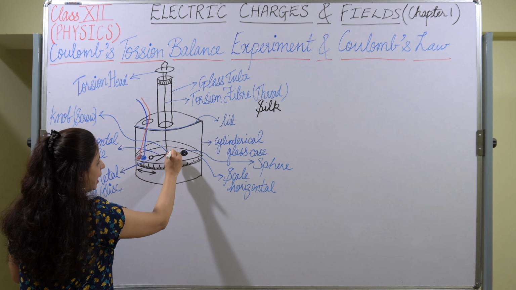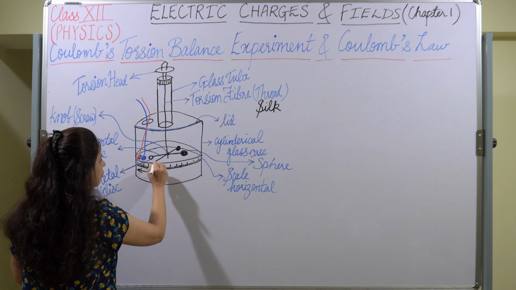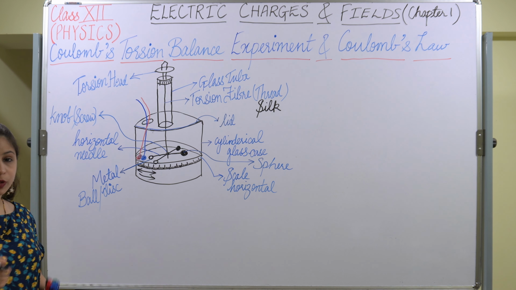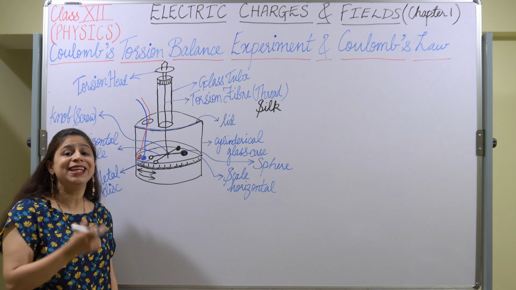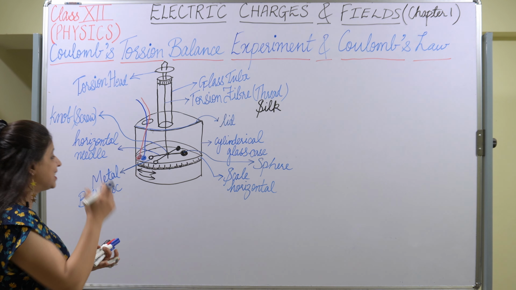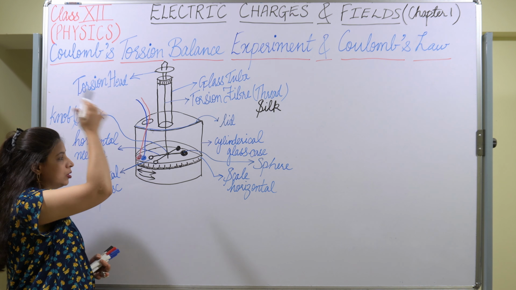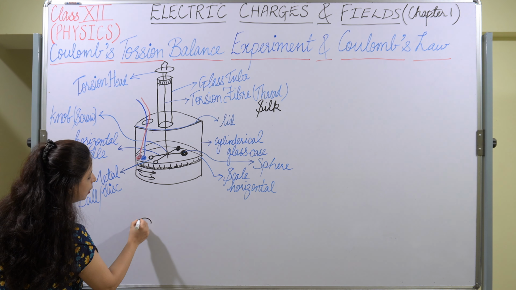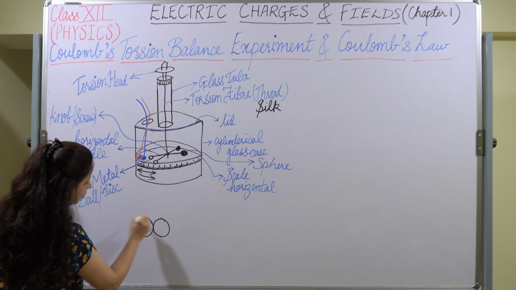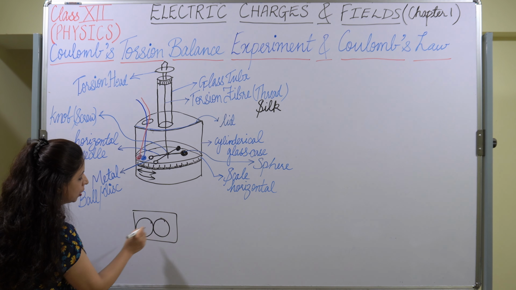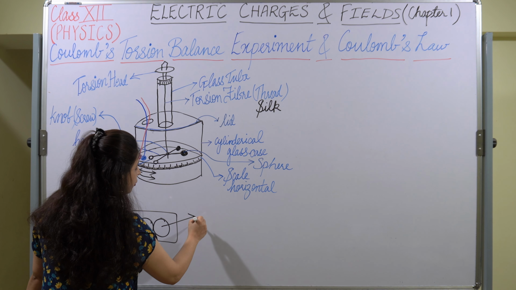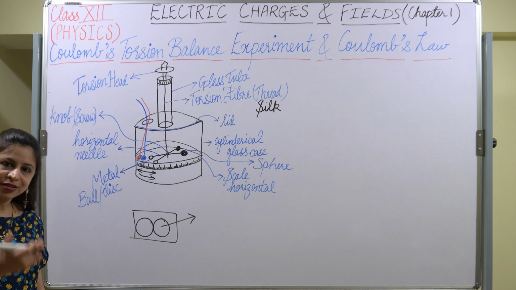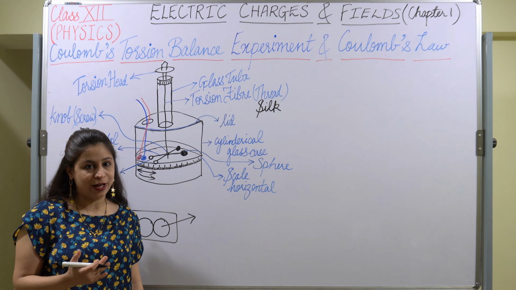Let us say our needle moved in this direction, and the displacement could be easily seen. Now he again took out the sphere and brought it in contact with a sphere of the same size. So this sphere reduced its charge to half the value.